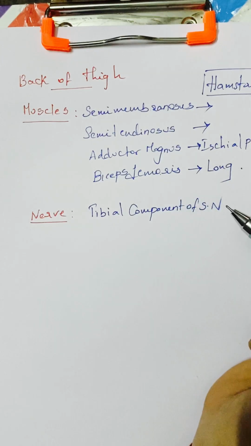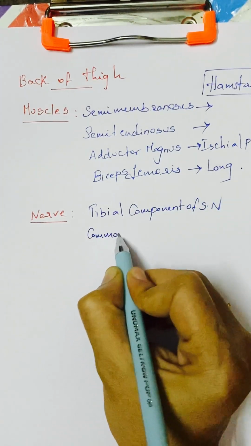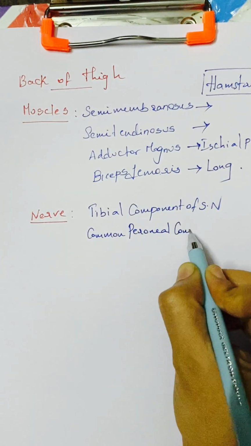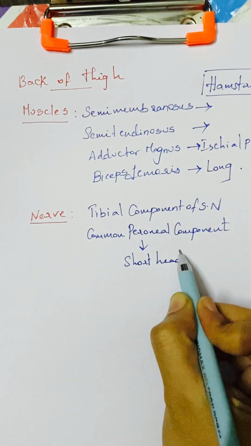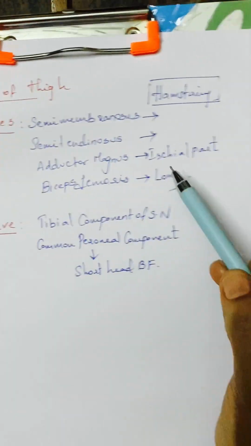Tibial component supplies hamstring muscle. The common peroneal component supplies non-hamstring part. So what is the non-hamstring part here? It is short head of biceps femoris.